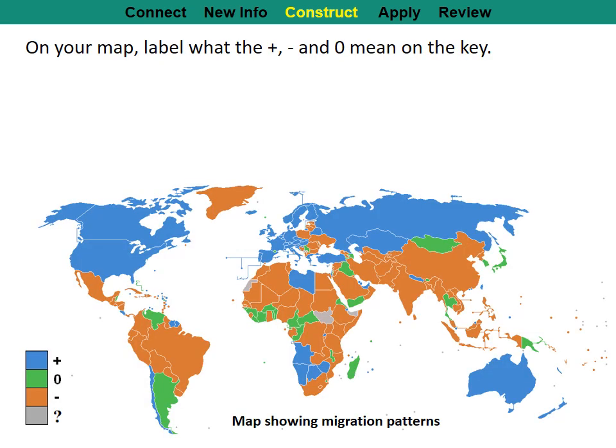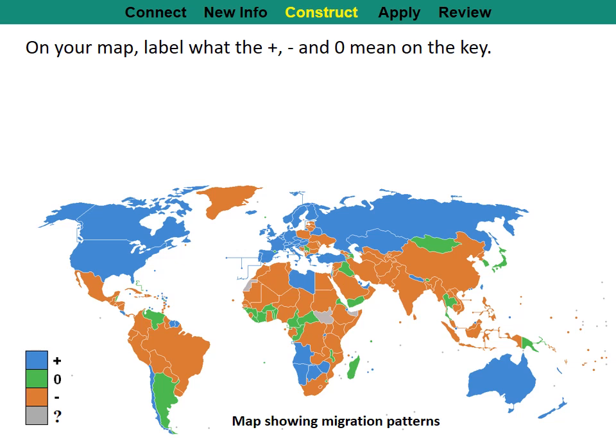So on this map then, we've got, well, have a look at it. We've got a map that shows migration patterns. So it's not really clear the key and so on here, but what do you think the plus and the minus mean and the zero on our key? Obviously, we know what the grey, the question mark, just forget that. It's the plus, the zero, and the minus. That's the bit I'm wondering about.